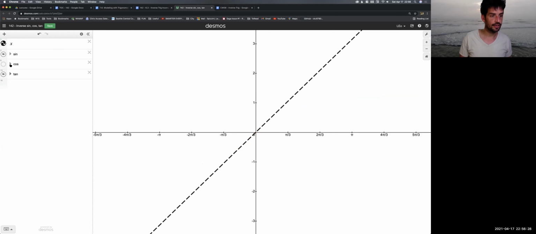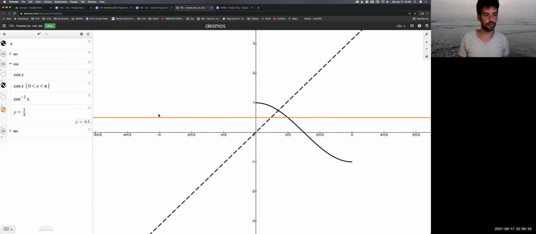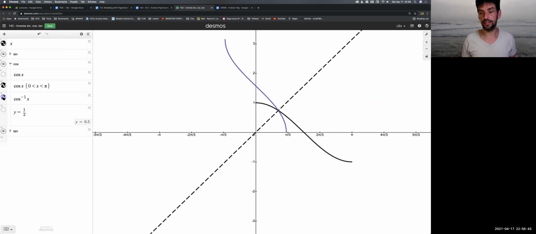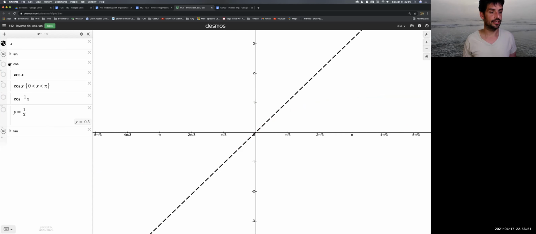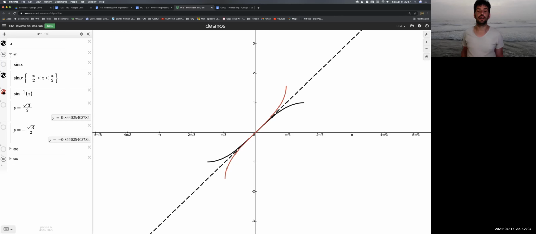Let's look at cosine. So here's the little piece of cosine that we choose when we want to make our inverse. This is the restricted domain, and the inverse is reflected over that line y equals x. And then finally, let's look at the sine. There's the little piece of sine between negative pi over 2 and pi over 2 that our inverse is concerned with. And there's the inverse graph.